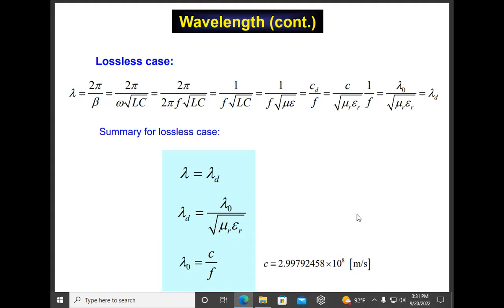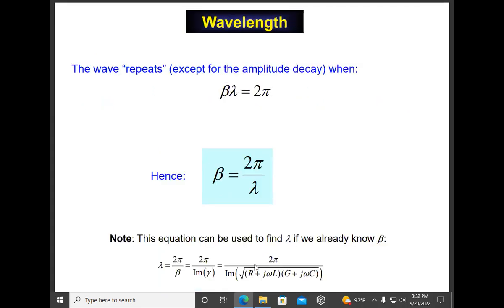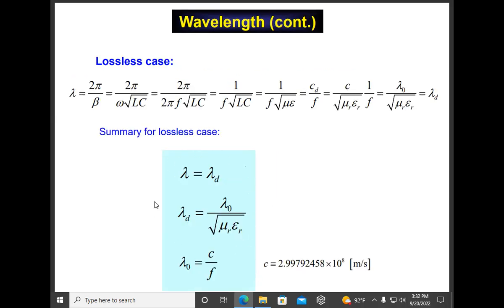Now remember, if it's a lossy line and you're not willing to accept this approximation, then there's no simple formula for lambda. Then what you've got to do is go back to this. It's easy to do on MATLAB or your calculator, but that's what you've got to do for a lossy line. If you're willing to accept that it's a very low loss line or a lossless line, then there are very simple formulas for lambda. Okay, make sense so far?